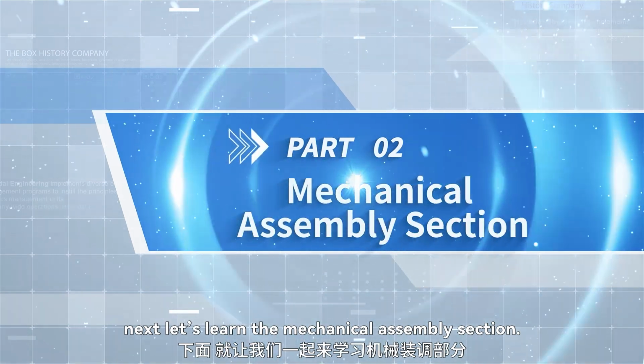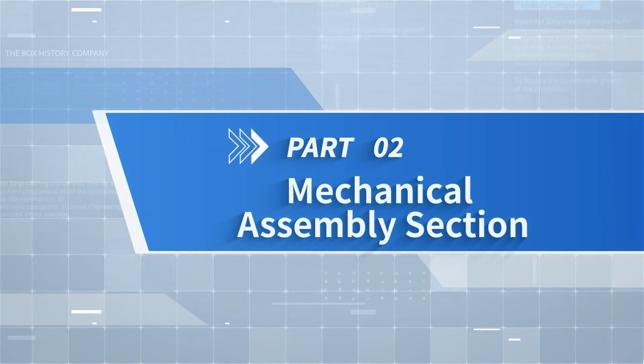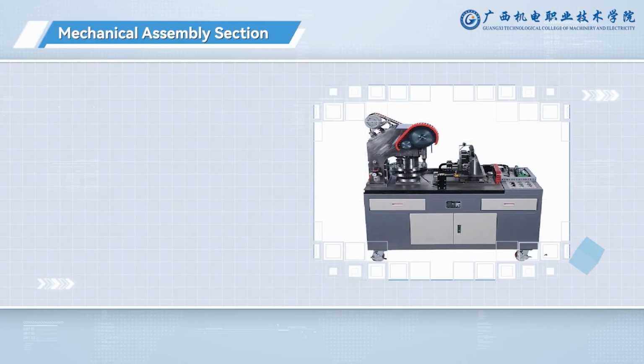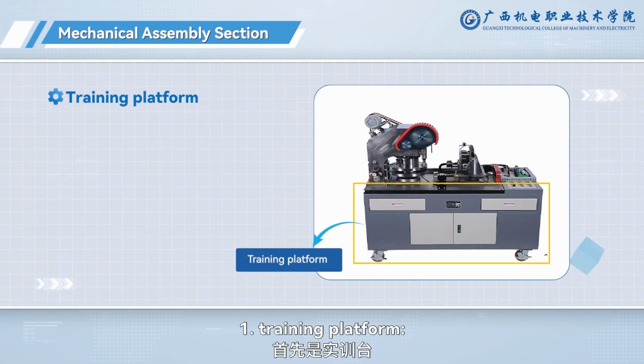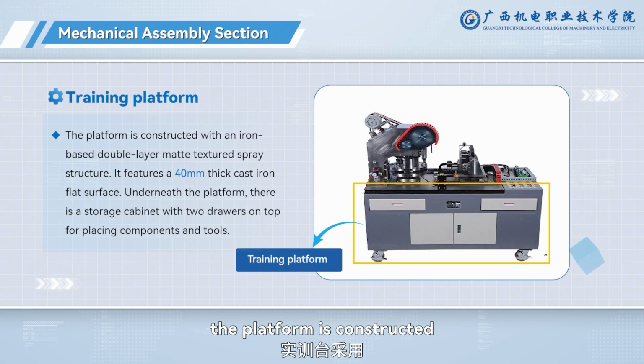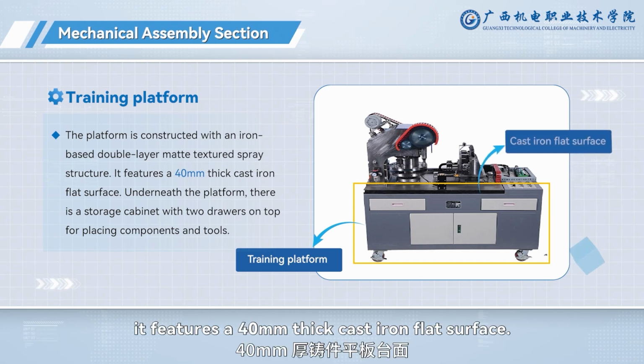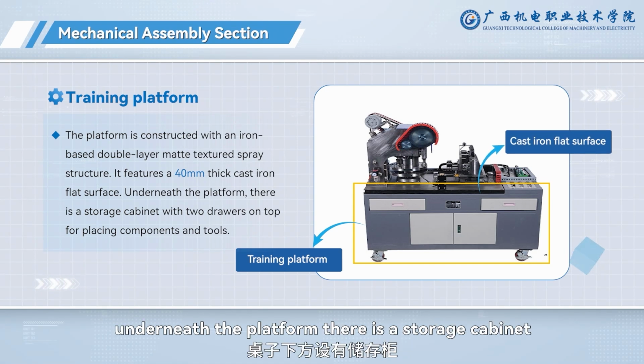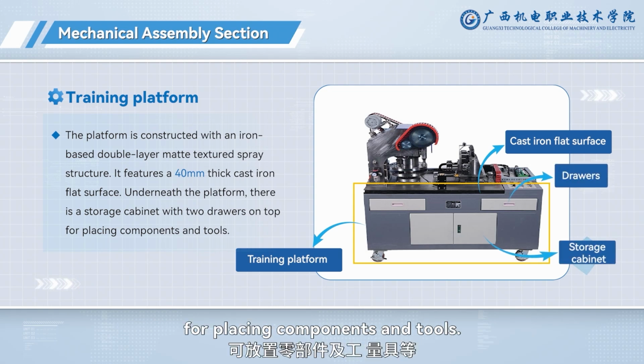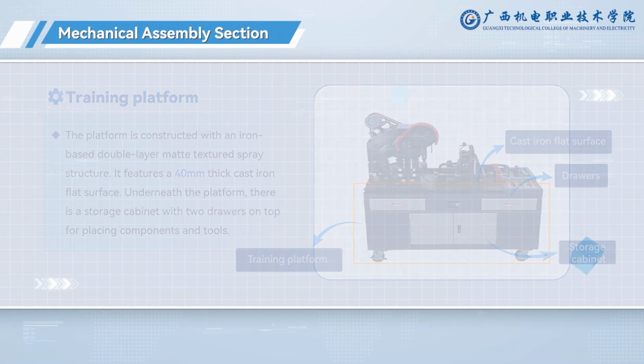Next, let's learn the mechanical assembly section. 1. Training platform. The platform is constructed with an iron-based double-layer matte textured spray structure. It features a 40 mm thick, cast iron flat surface. Underneath the platform, there is a storage cabinet with 2 drawers on top for placing components and tools.